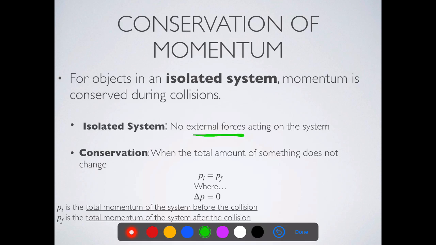All right. Now let's be clear here. P initial is the total momentum of the system, everything in that system before the collision. P final is the total momentum of the entire system after the collision.